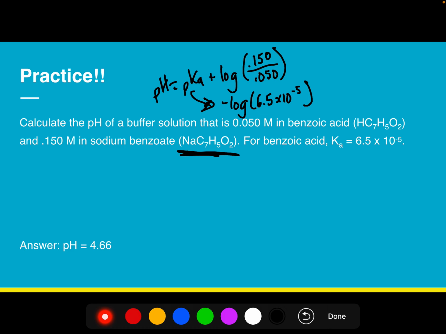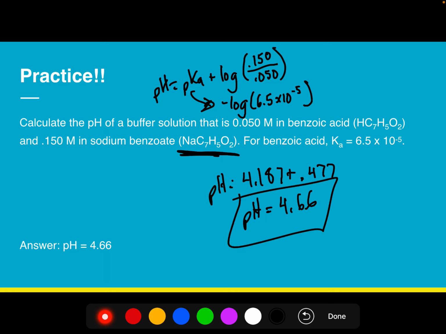So plug all that in. Negative log of 6.5 times 10 to the negative fifth equals 4.187, so pH equals 4.187 plus the log of 0.15 divided by 0.05, which is plus 0.477, and if you add those up, pH is equal to 4.66. So that's all you got to do there.